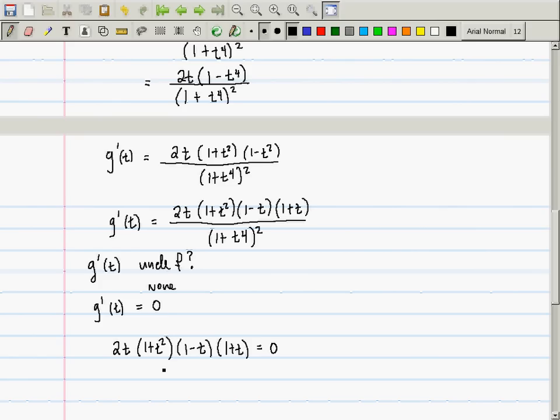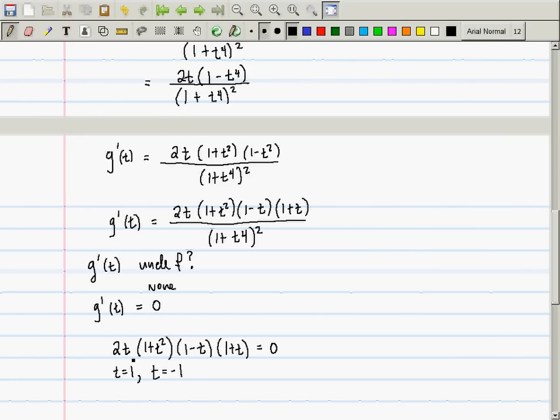No, because it can never be 0. Okay, how about 1 minus t? Does that offer a solution? Yes, so t could be equal to 1. Okay, how about this other one? T could be negative 1. But here's now something that's just a little bit tricky. How about this? Can this give you a 0? And the answer is no.